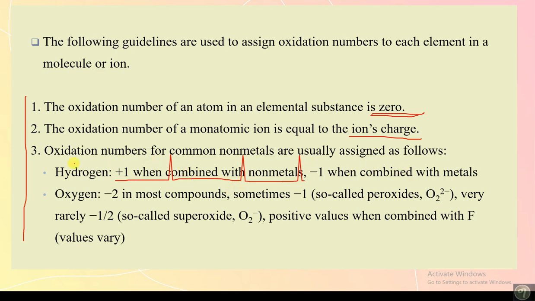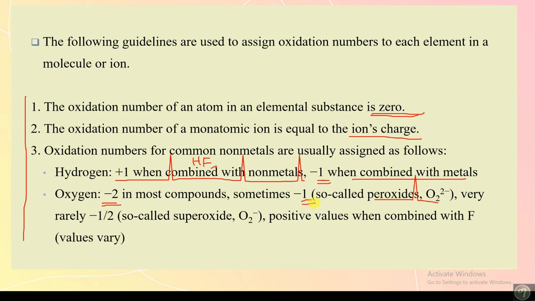By convention, if hydrogen reacts with a non-metal, like HCl, hydrogen bromide, hydrogen fluoride, with halogens or with oxygen, in that case hydrogen bears a positive one oxidation state. If hydrogen reacts with a metal to form hydrides, sodium hydride or magnesium hydride, then hydrogen has negative one.